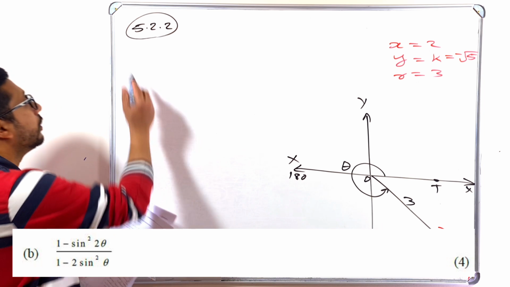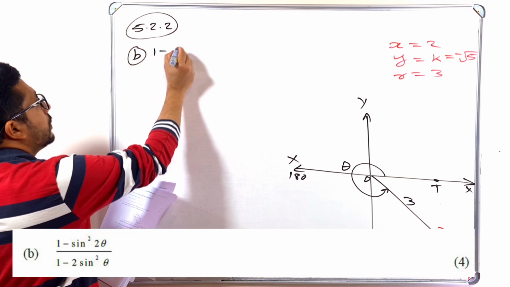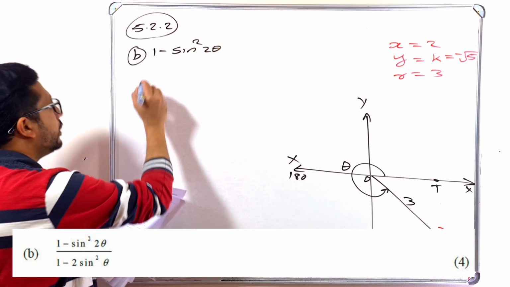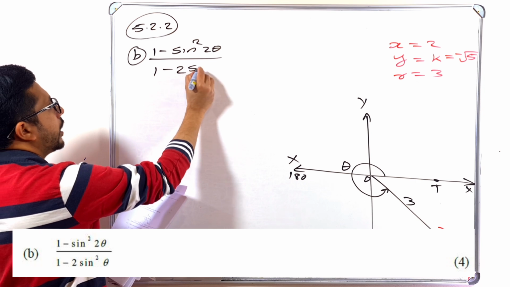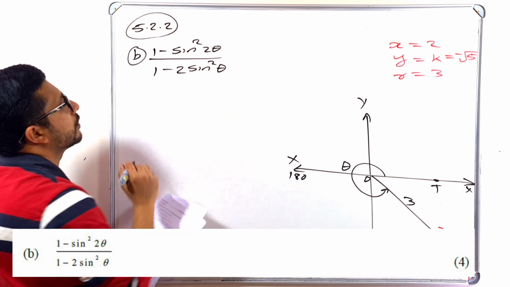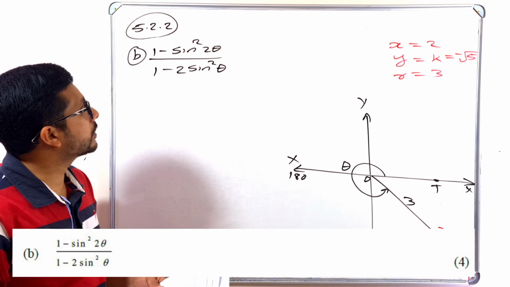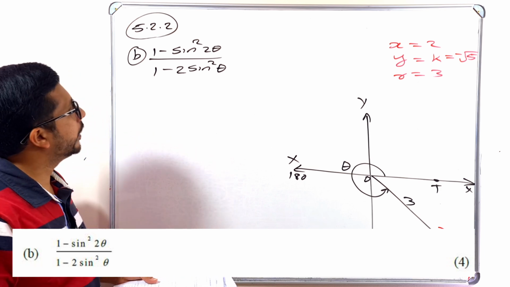Question number B. You have to find the value of 1 minus sine square 2 theta divided by 1 minus 2 sine square theta.